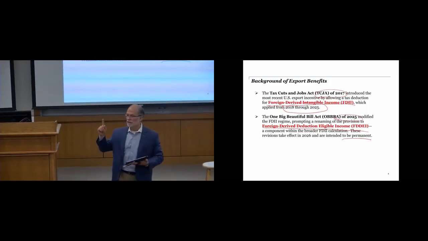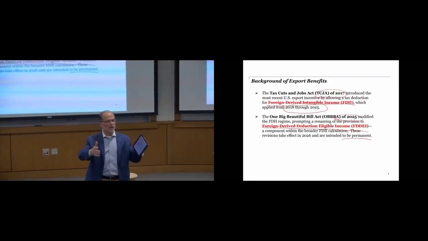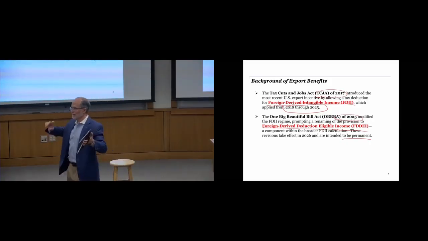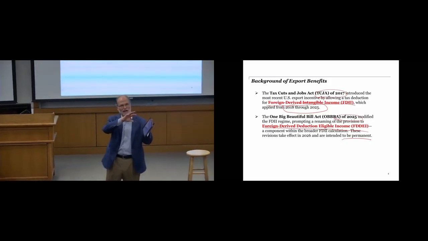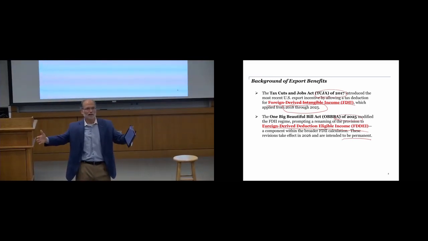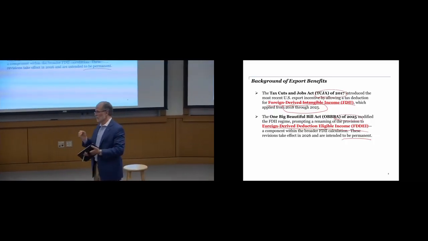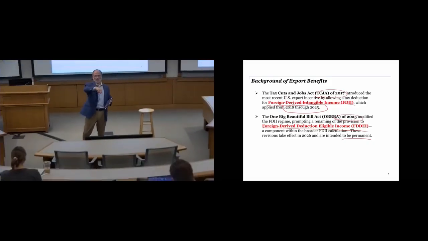The FDII regime was not permanent. Remember the whole issue with the budgeting and how the government has a 10-year window, so they play gimmicks, if you will, with the budget, where they have things that are enacted, but they sunset within the original law, so that over a 10-year period, it's budget neutral. So this was one that was going to start to wane away over time. And so that's when they came in with the One Big Beautiful Bill Act.